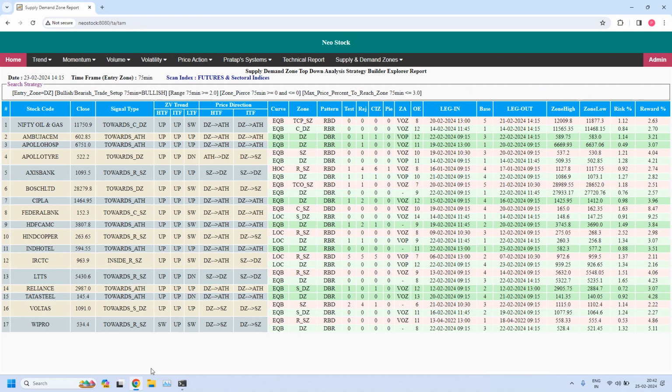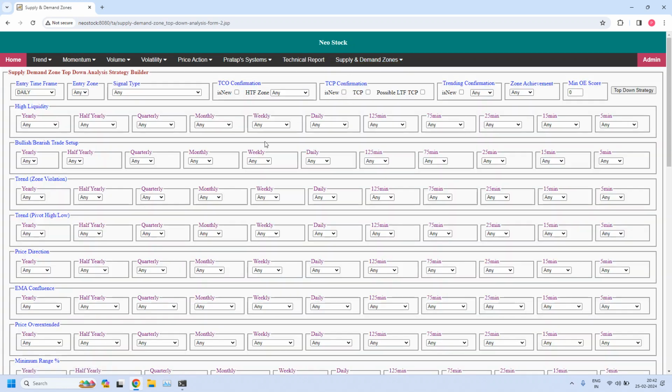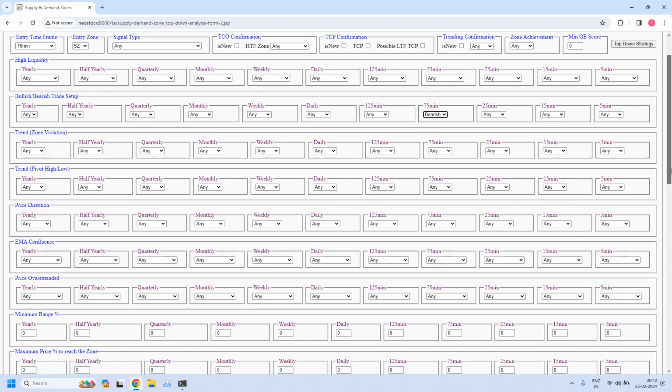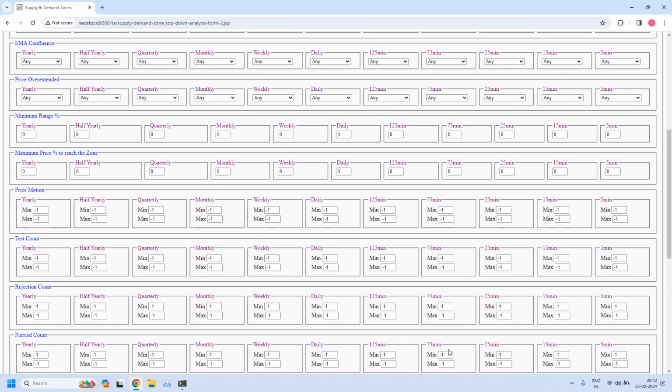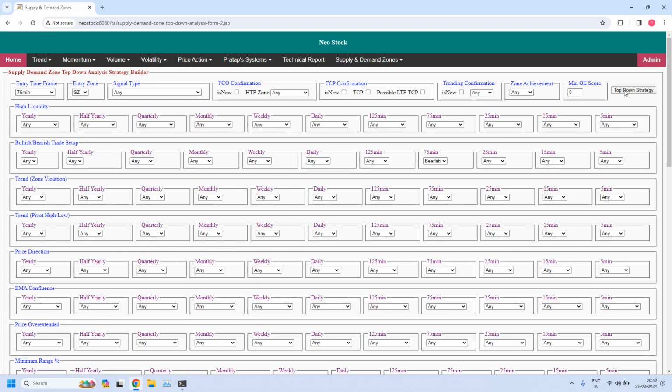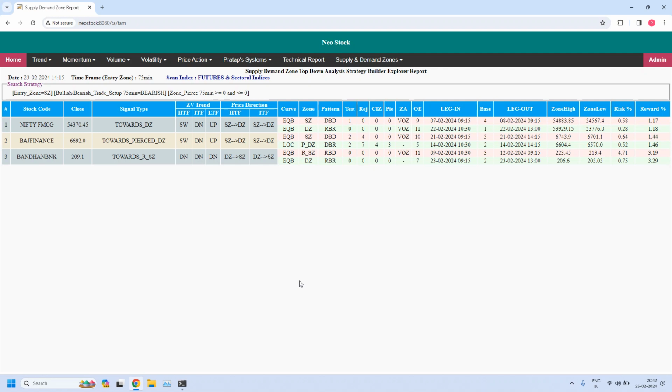Now I'm moving to the last report, the bearish trade setup for weekly income trade. So entry time should be 75 minutes. Entry zone should be supply zone, and in bullish or bearish trade setup at 75 minutes, I'm selecting bearish. Only one filter we will set for bearish trade setup, that is pierced count should be 0. So in 75 minutes, I'm setting the value 0, 0. So only 3 stocks are filtered.